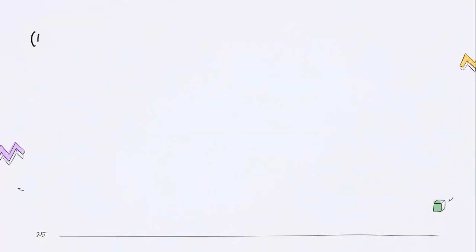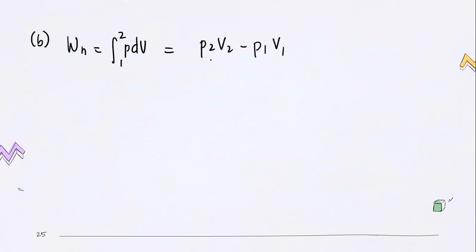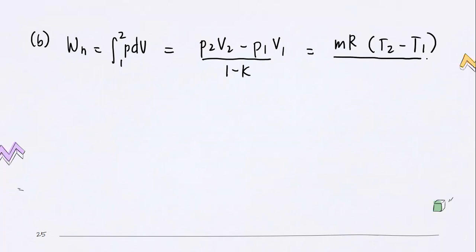Letter B, we have the non-flow work. For the non-flow work, we have integral of P dV with the limits from 1 to 2. Therefore, we have P2 V2 minus P1 V1 over 1 minus K, or equal to MR T2 minus T1 over 1 minus K, from the ideal gas law.